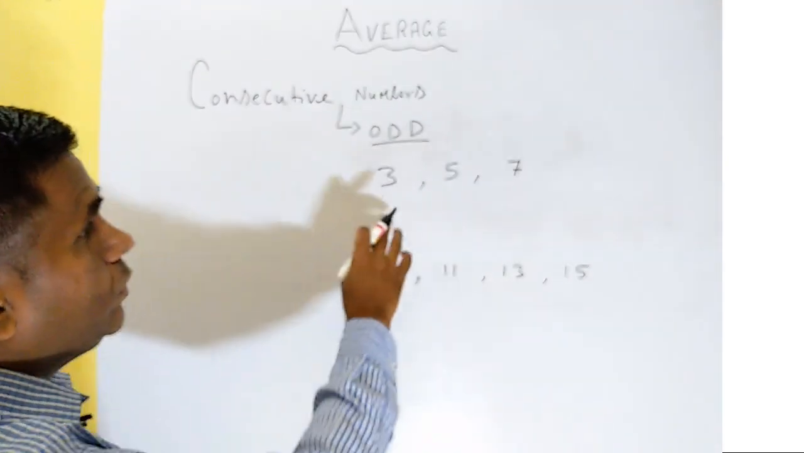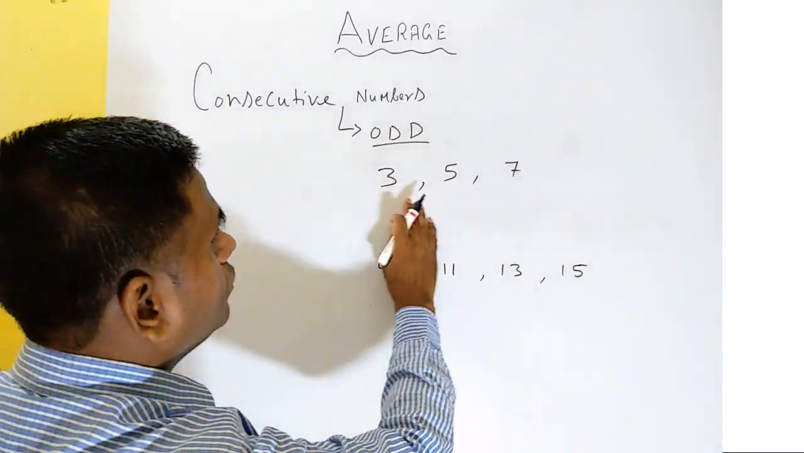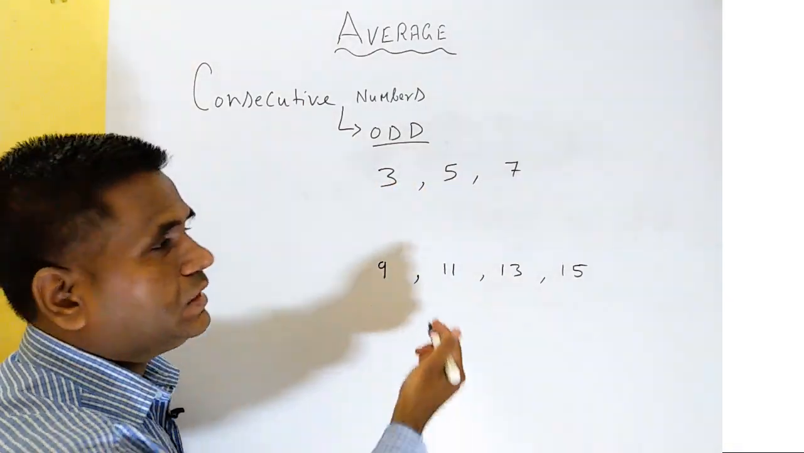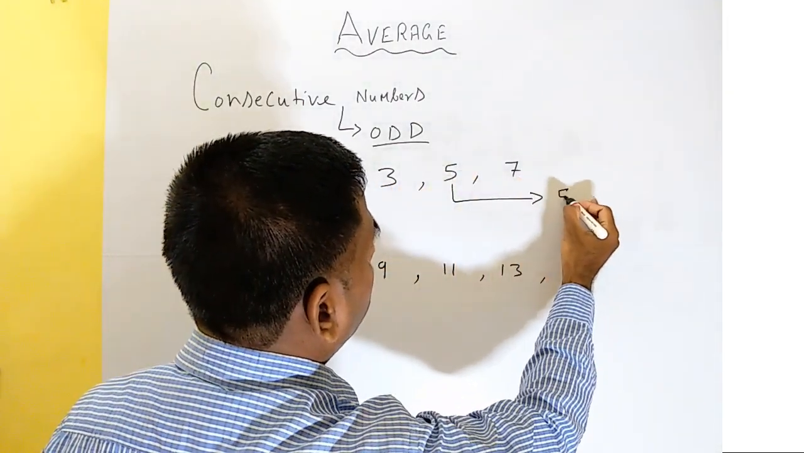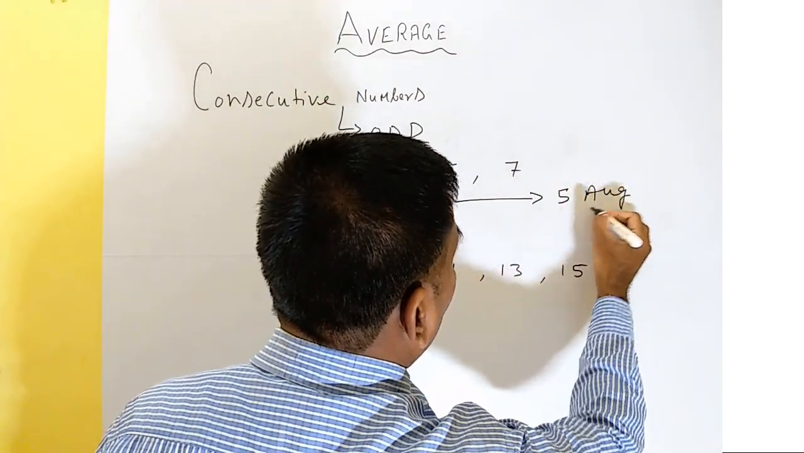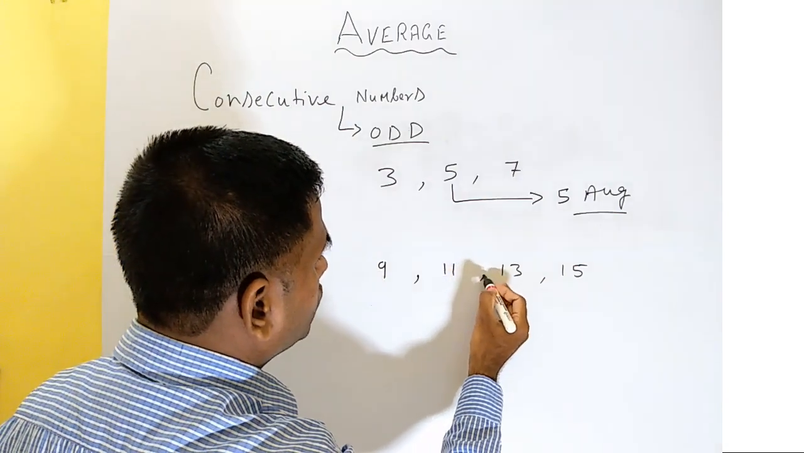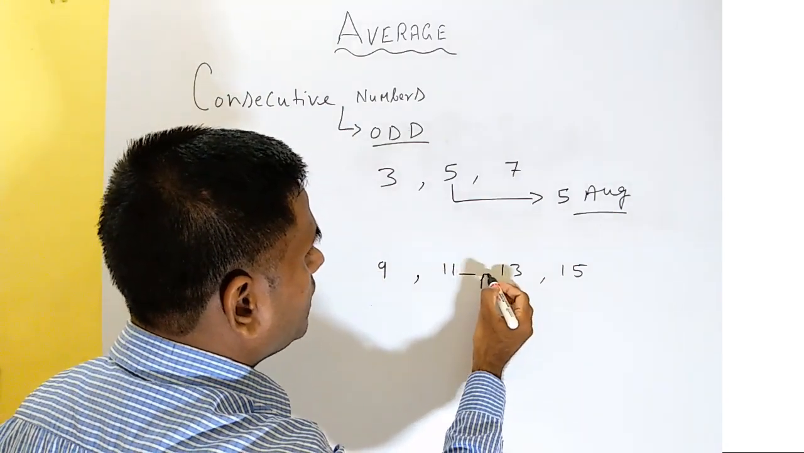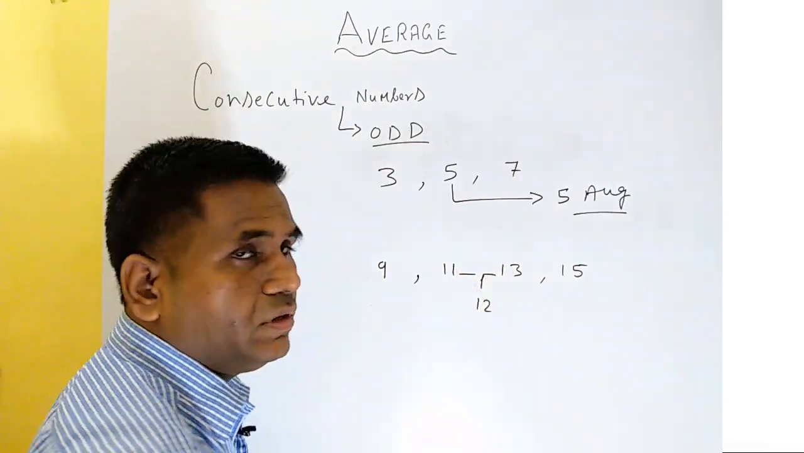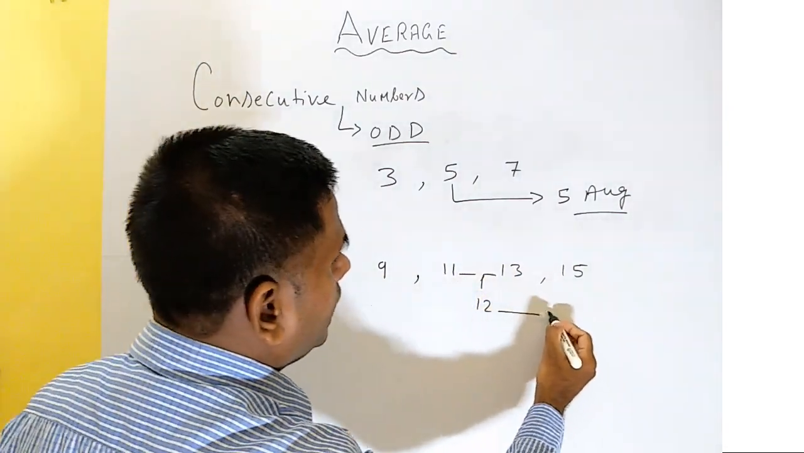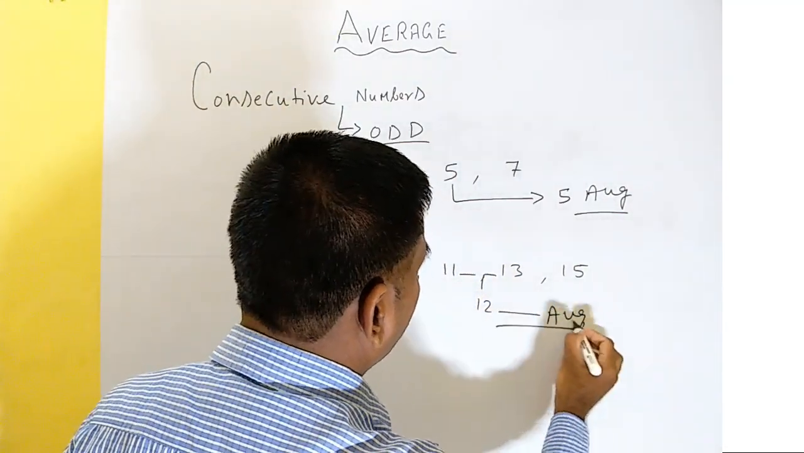To find out the average of this is very easy. The middle number, 5, is the average. But here we don't have the middle number. So what will come in between 11 and 13 is 12. So 12 is the average in this case.